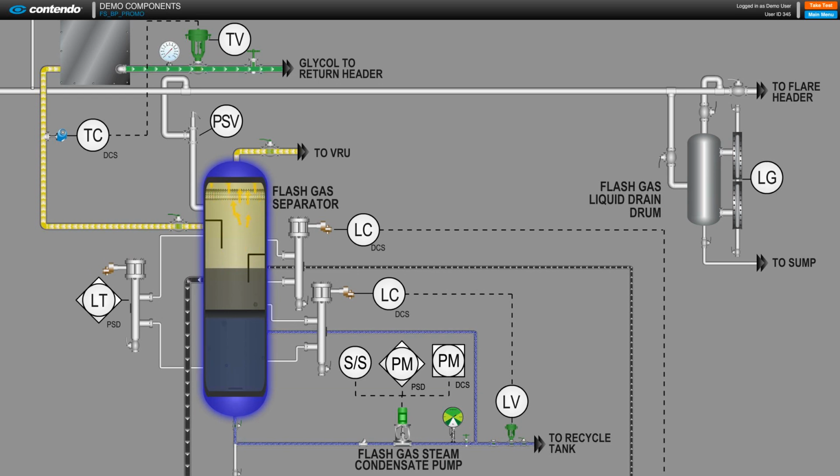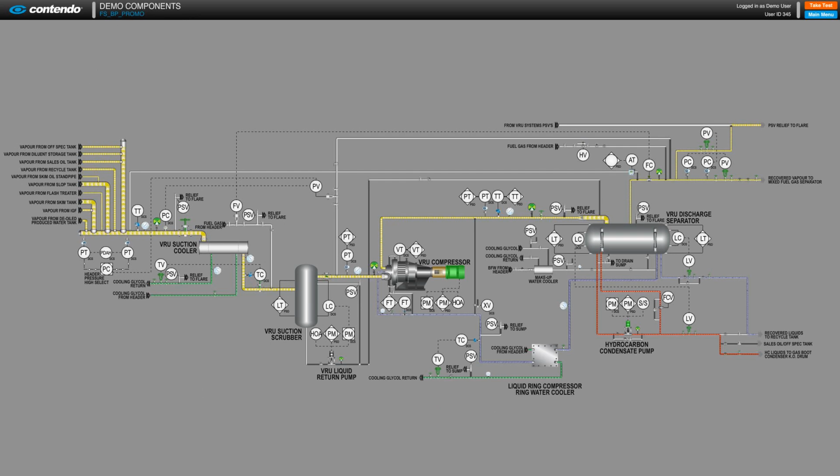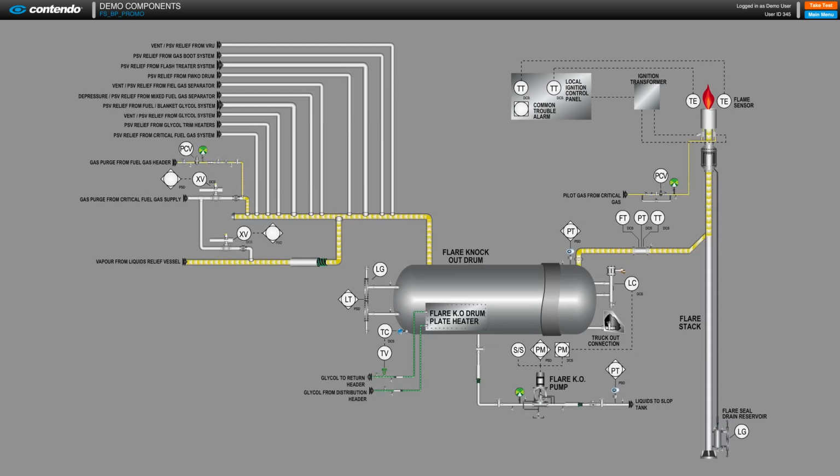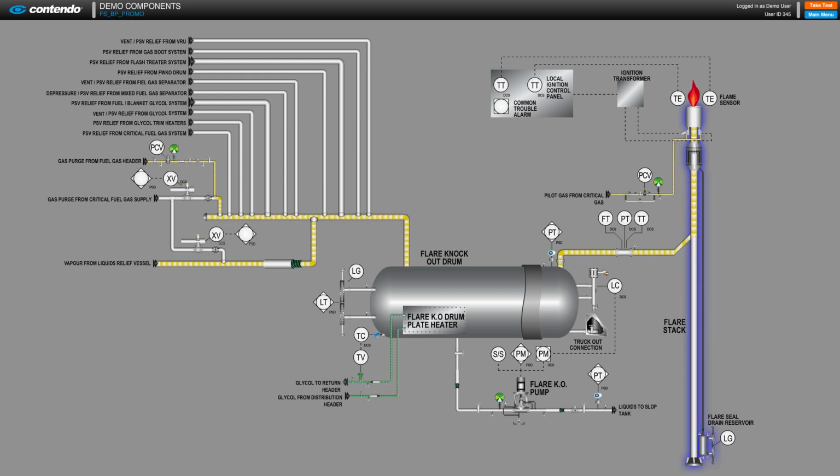Hydrocarbon vapors from the flash treater are processed through the flash gas system to produce fuel gas and hydrocarbon condensate. A vapor recovery unit collects and processes various usable gas streams to produce fuel gas and hydrocarbon condensate. We include appropriate pressure safety valves throughout the entire process and include a gas flare system to accept and burn relief vapors and purge gases.